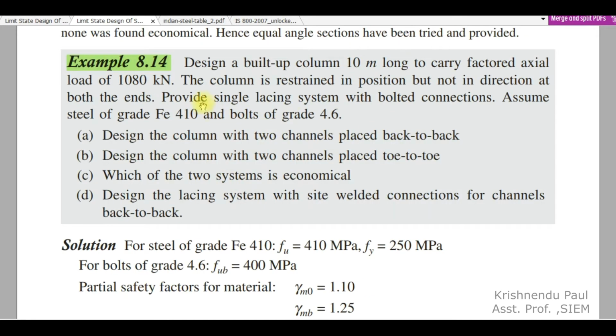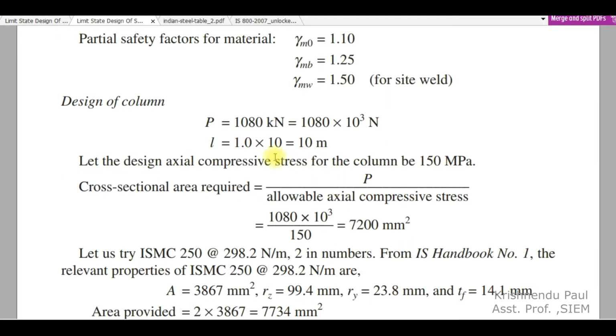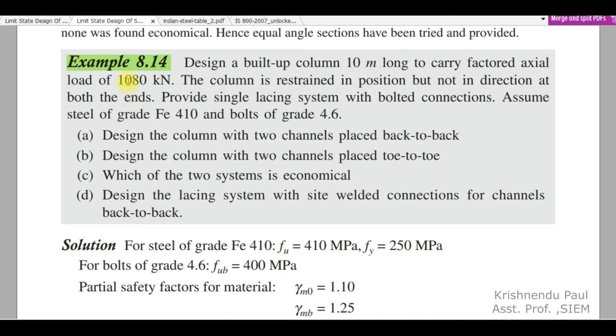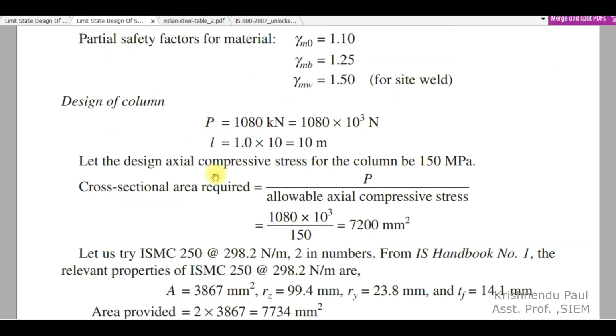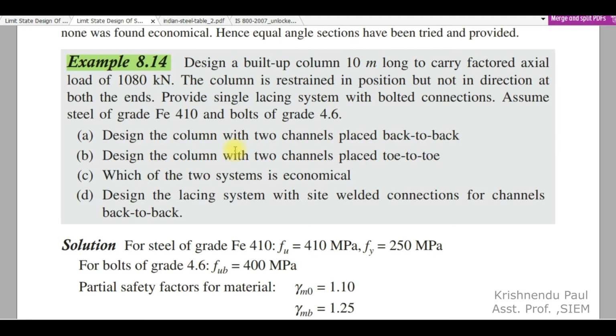As you can see, the steel grade of Fe410 is mentioned. That means yield strength will be 250 MPa and bolt will be 4.6. So you know the other specifications, which you can find from this 4.6 grade bolt. Okay, so now these points should be mentioned. Then as you can see in the question, the load is 1080 kilonewton, which is converted to newton, and the overall length is 10 meter.